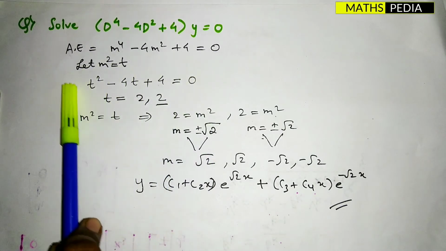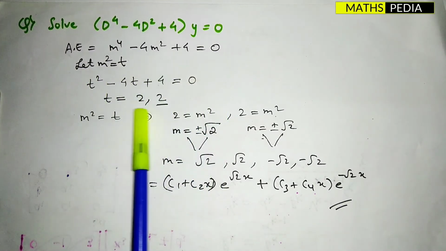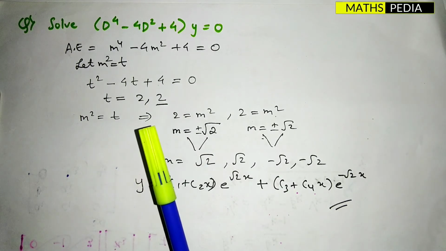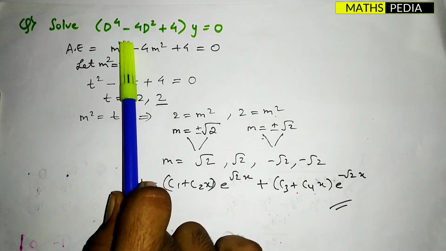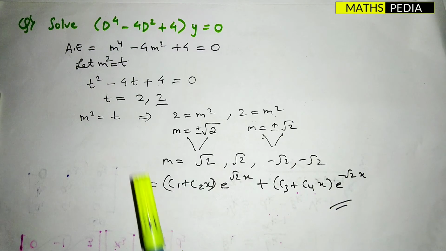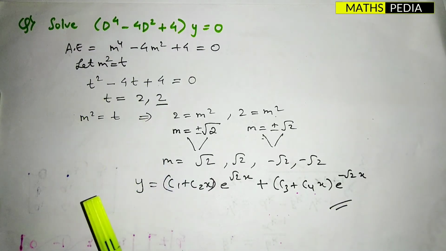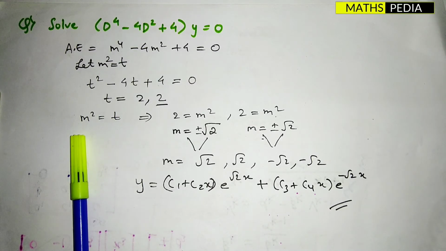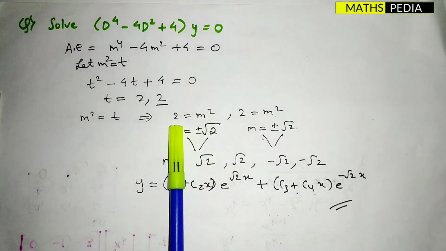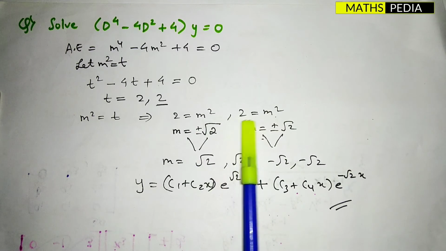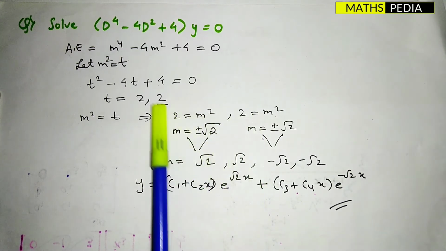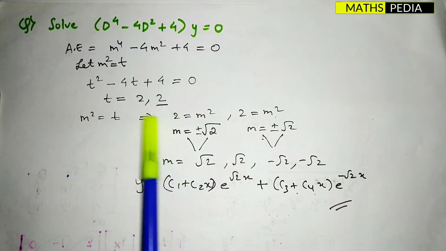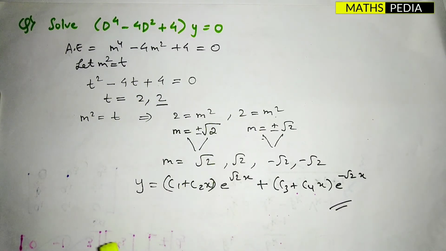You just calculate in the calculator and you will get the values of the roots of this equation, that is 2 comma 2. Now we have to remember one thing, this is m power 4, that means there will be 4 roots. We have got only 2 roots. We know t is equal to m square. That means m square will be equal to 2 and m square will be equal to 2. Why 2? That's because these 2 roots are repeated, that means they are equal. So this is one of the roots and this is the other one.